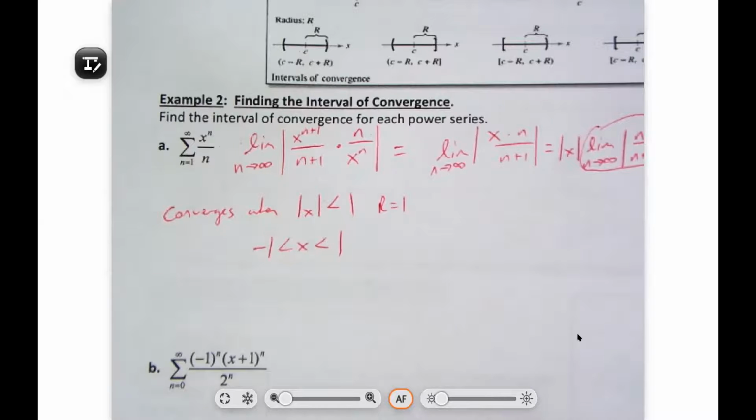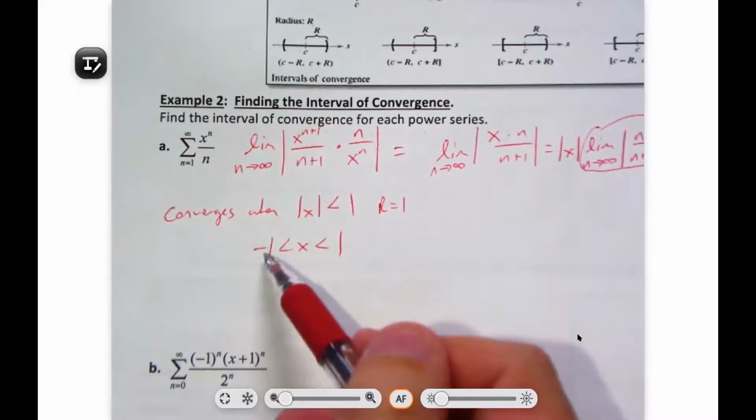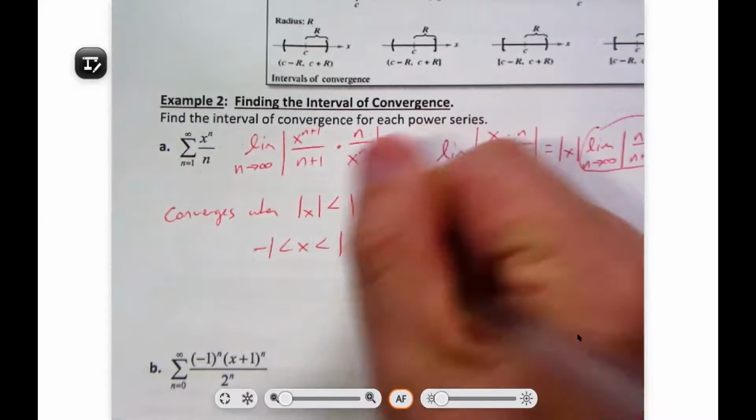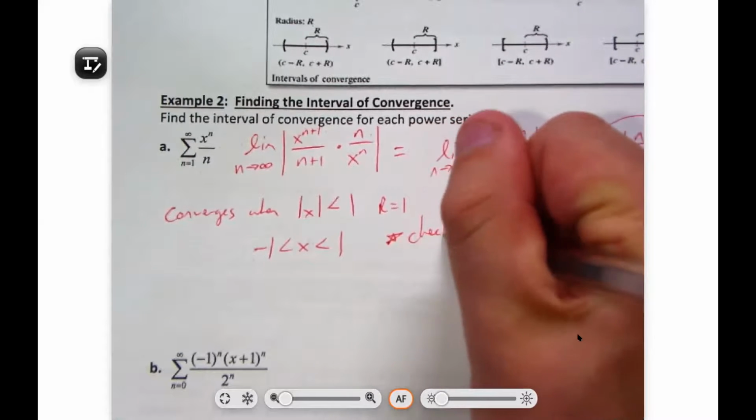I don't know what's about to happen on this one. I haven't looked ahead at my key. But on an AP test, typically you'll plug in one of your endpoints and it'll be like an alternating harmonic series which converges, and the other one will be the harmonic series which diverges. Typically one will make the series converge and one won't, and that's them assessing whether you actually understand these series convergence tests. So we need to check the endpoints. Big asterisk: don't just stop here, check the endpoints.